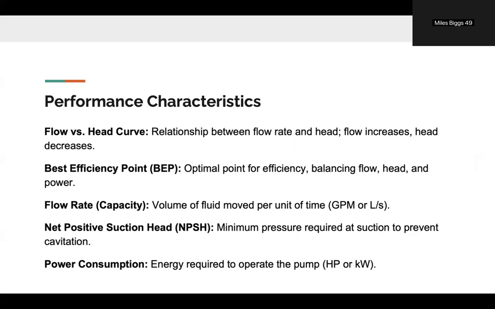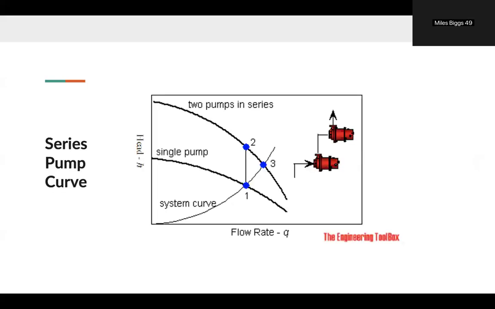Your flow rate is the volume of fluid moved per unit of time, in gallons per minute. And then your NPSH, which is your net positive suction head, is the minimum pressure required at suction to prevent cavitation. And then your power consumption is the energy required to operate the pump.